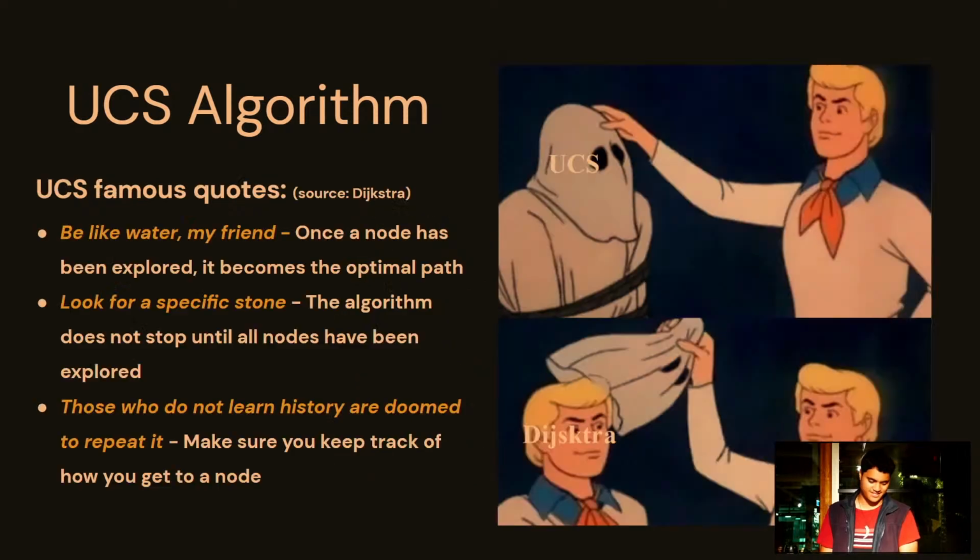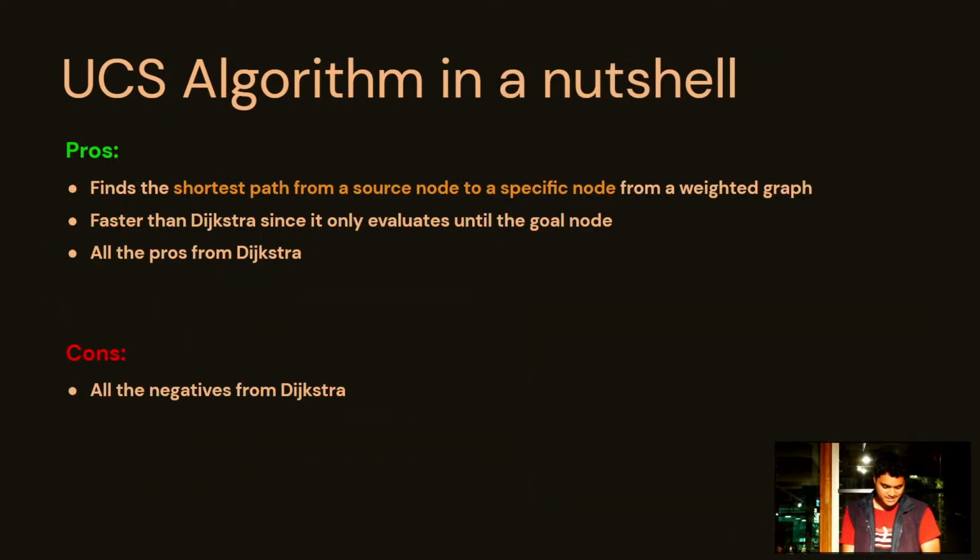So UCS also has some famous quotes, and it's the exact same as Dijkstra because it's the exact same algorithm. So UCS in a nutshell, it's the shortest path to a specific node rather than all the nodes. That's the plus side of that. It's faster than Dijkstra because it stops at that node, but keep in mind they're used for different implementations. Sometimes you want the shortest paths to all the nodes, and sometimes you just want one node. And the cons are all the negatives from Dijkstra because it's the exact same algorithm.